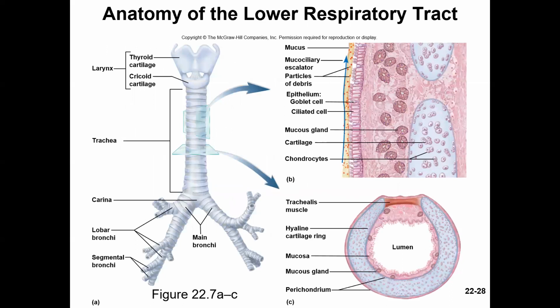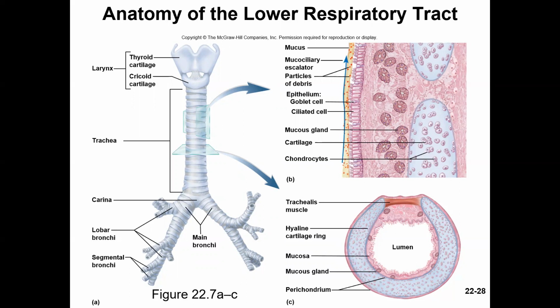So here we have evidence of all of that. We can see the trachea. We can see what we call the carina. That's that middle portion where the fork happens. We see the main bronchi. We see the lobar bronchi, and then the segmental bronchi is that last little branch on that side.